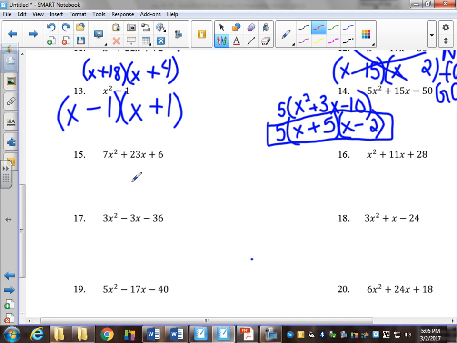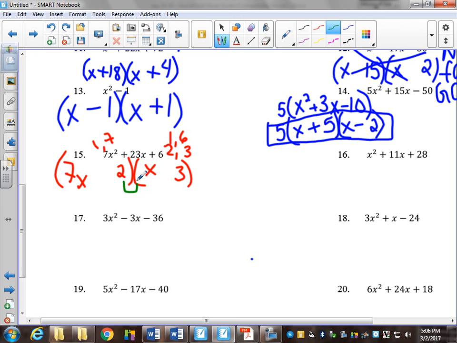Number 15, 7x squared plus 23x plus 6. There is no GCF. There's no number that divides 7, 23, and 6. Therefore, we can move right into our factoring step. Factors of A are 1 and 7. Factors of C: 1 and 6, 2 and 3. Let's try 3 and 2.